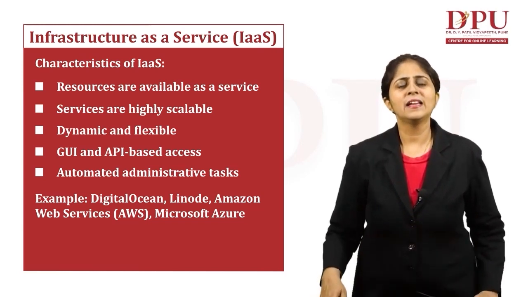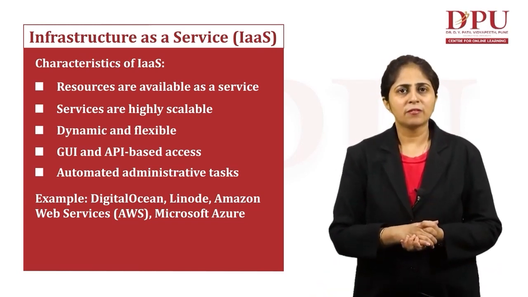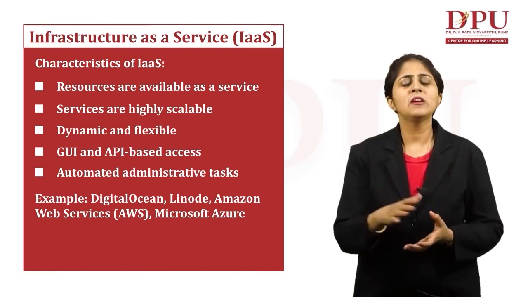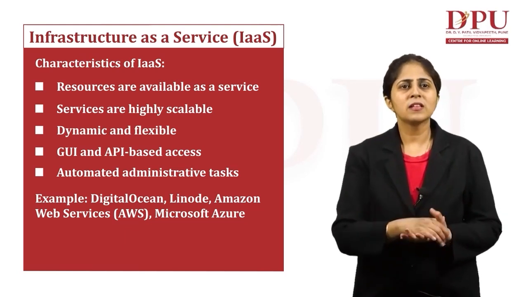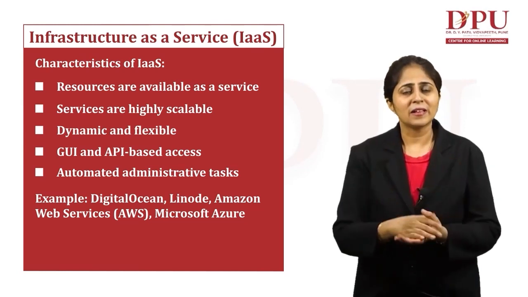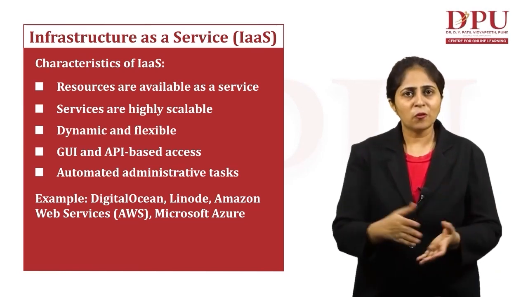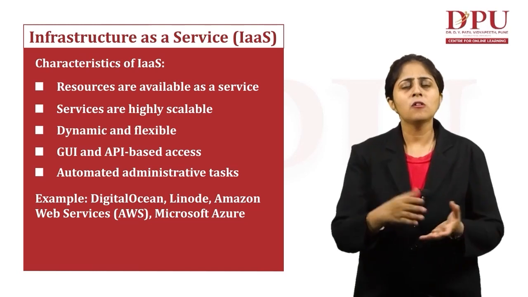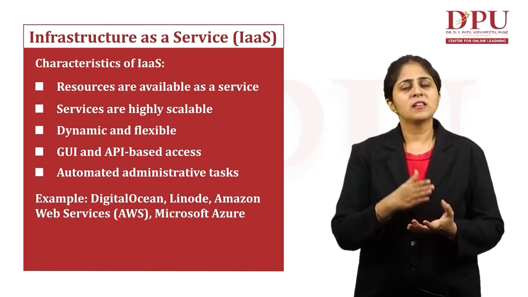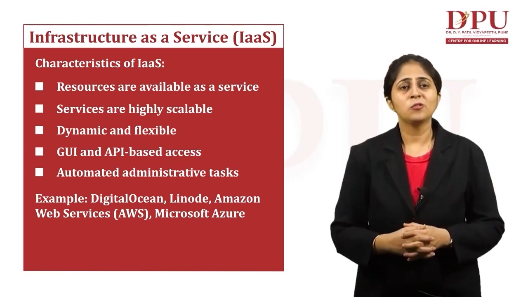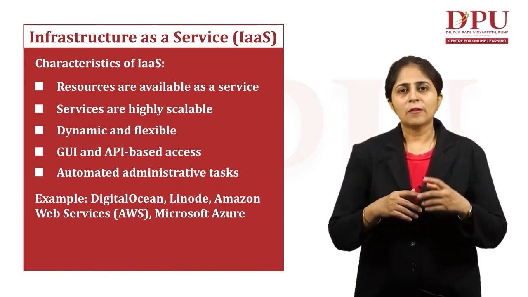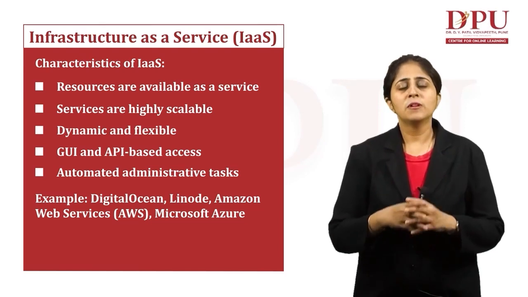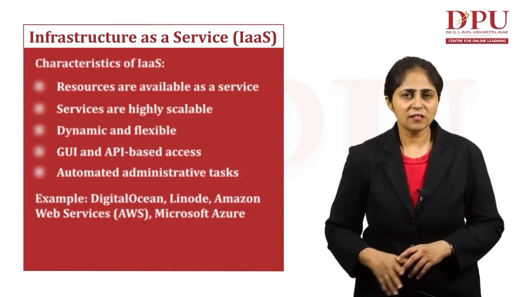Next characteristic of IaaS is automated administrative tasks. Whatever tasks are going to be performed using these IaaS services will all be automated. All kinds of administrative tasks will get done automatically. The user will not have to involve himself in doing these administrative tasks. They will be done in an automated way. Examples of infrastructure as a service which are being used nowadays are Digital Ocean, Linode, Amazon Web Services, and Microsoft Azure, which provide us with this infrastructure as a service.